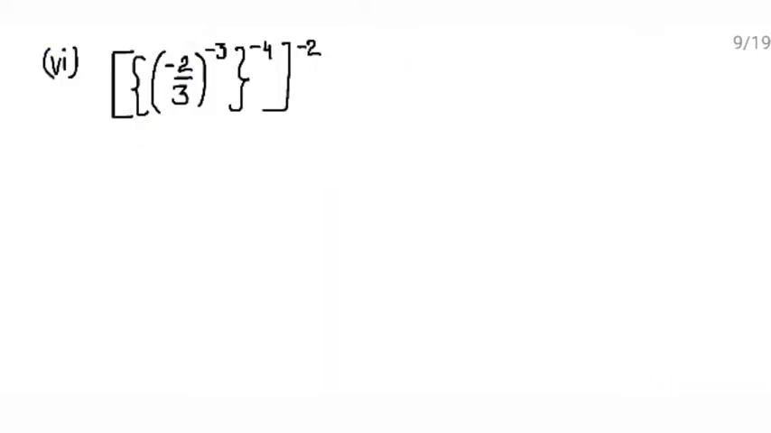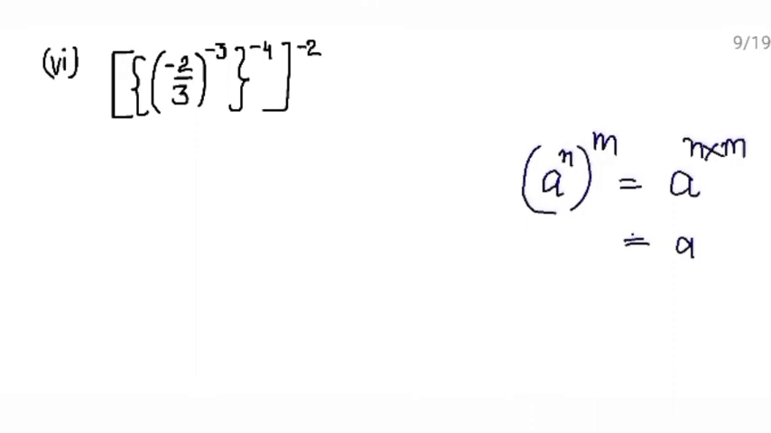Next part is minus 2 upon 3 raised to the power minus 3, raised to the power minus 4, raised to the power minus 2. Students, in laws you have studied that if a raised to the power n raised to the power m is given, what do you do? You simply write the base and you multiply the exponents. This becomes a raised to the power mn. Clear?